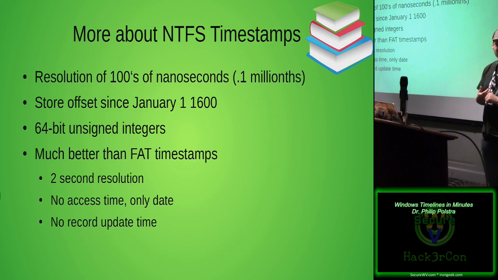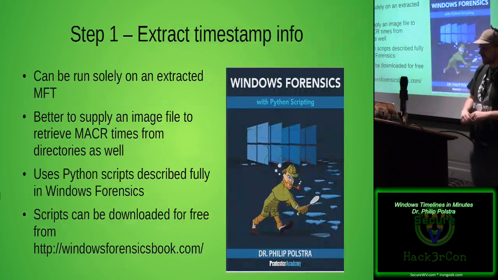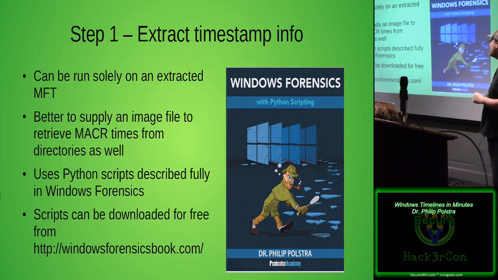It's a lot better than the FAT timestamps, however. FAT timestamps are only good to 2 seconds resolution, and they don't have an access time. In the MAC timestamps, the A timestamp is really just a date, and they don't have a record update time. So that's new. By the way, I'm not going to talk about it in this talk, but there is a way in Windows where you can change the behavior of that access timestamp getting updated. There's a registry key that you probably have set.